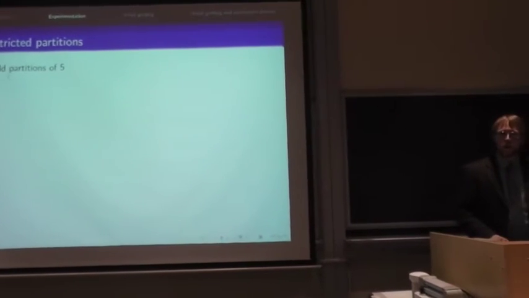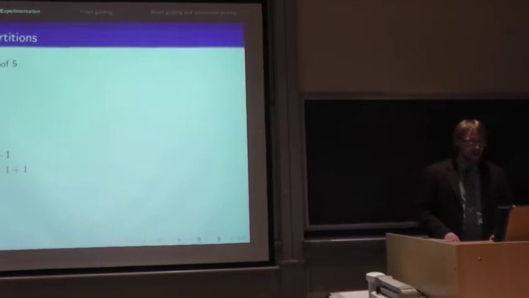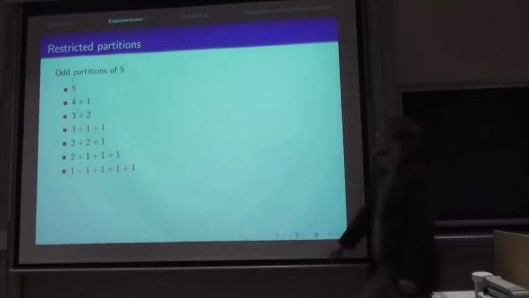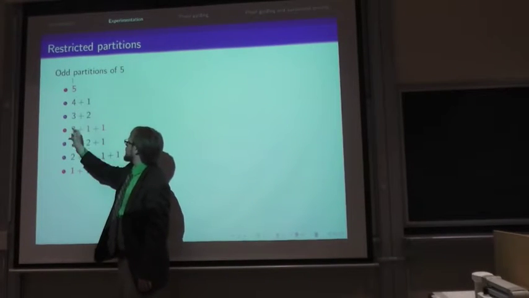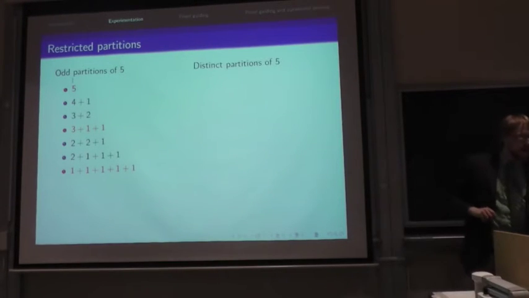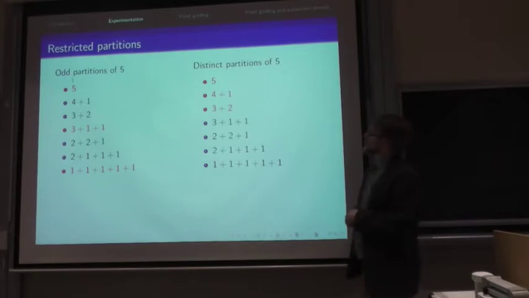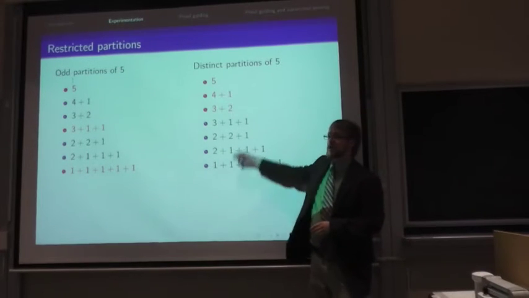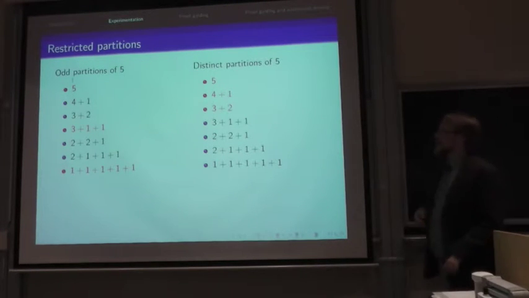So let's take a look at how many partitions of 5 there are under both of these restrictions. There are 3 partitions of 5 that use only odd parts: 5, 3 plus 1 plus 1, and 5 ones. And there are 3 distinct partitions of 5: 5, 4 plus 1, 3 plus 2. All of the other 4 partitions repeat some part at least twice. And you'll see there are 3 on the left and 3 on the right, and that's not a coincidence.